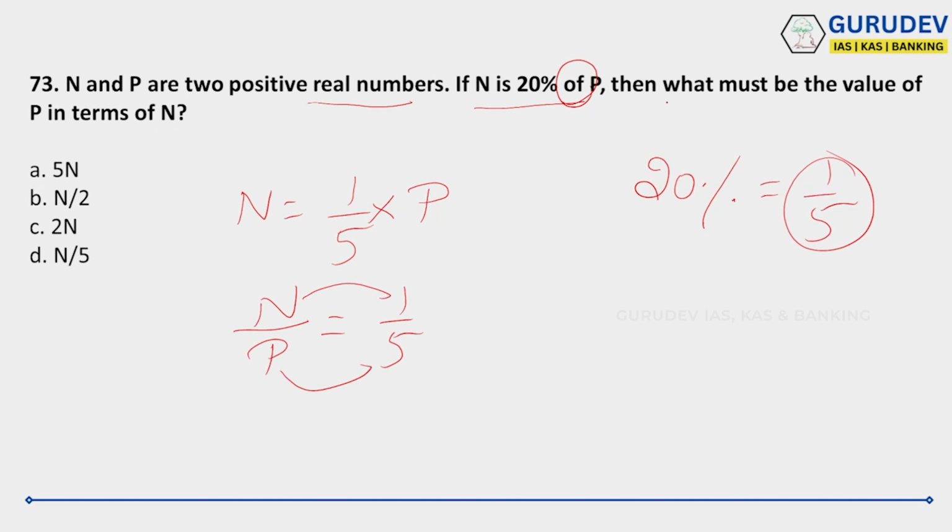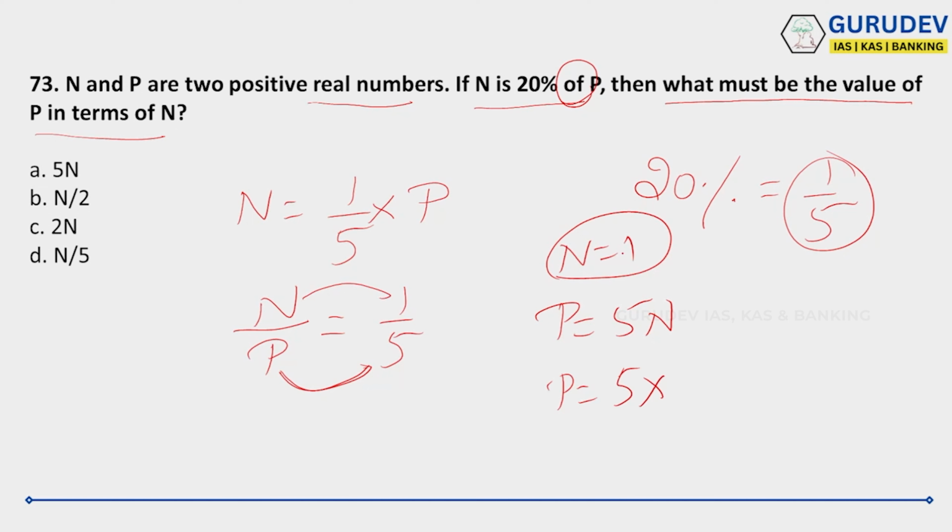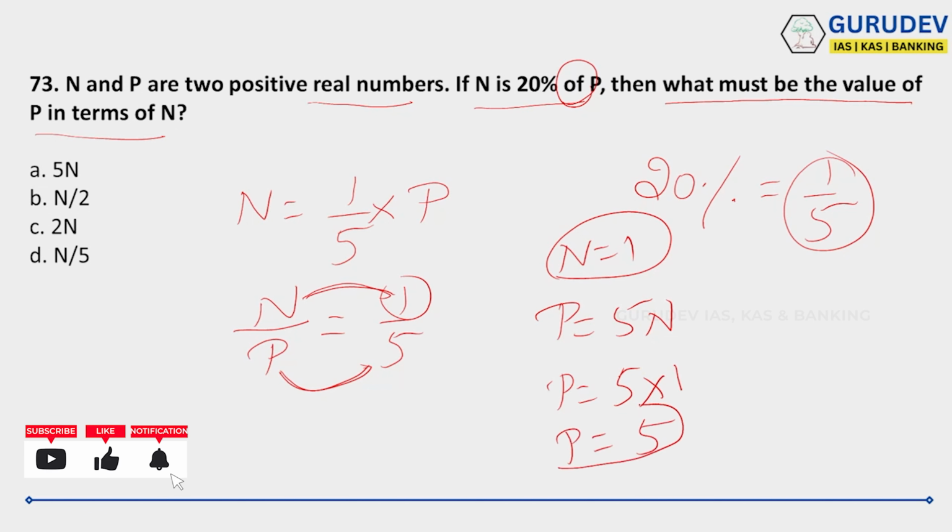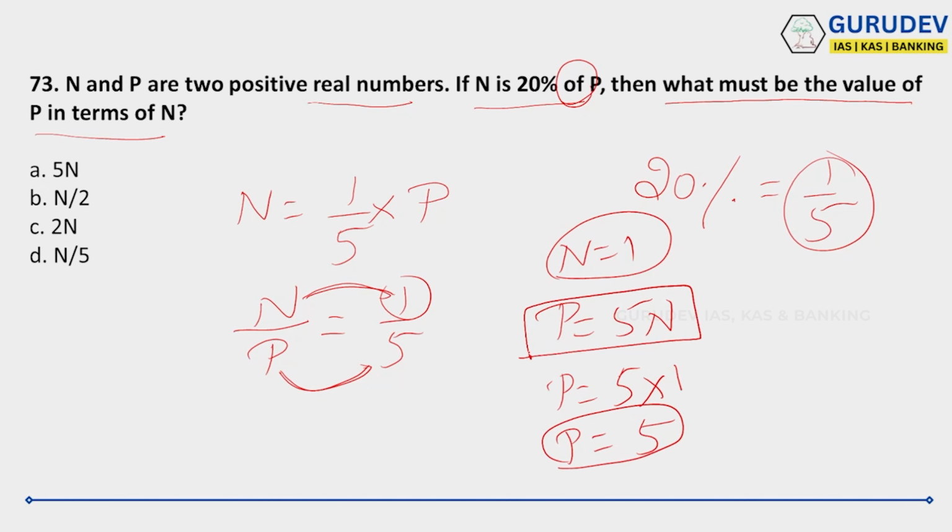What he is asking is, what must be the value of P in terms of N? Look at the P value, it is 5. But what is asked is in terms of N, and the N value is 1. If you multiply N with this, P is equal to 5 into N, where N value is 1 as we got here. If you put 1 in place of N, you will get the answer as 5 itself. So if you go with the equation, this equation will be the right answer. So option A will be the right answer.